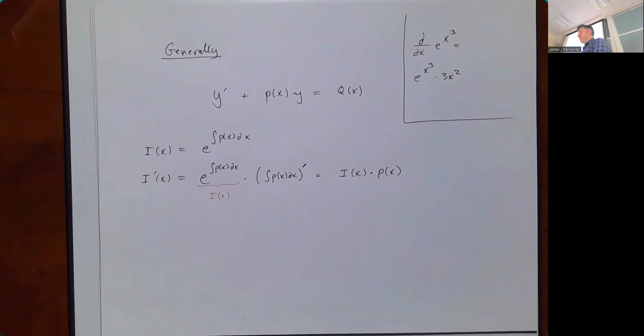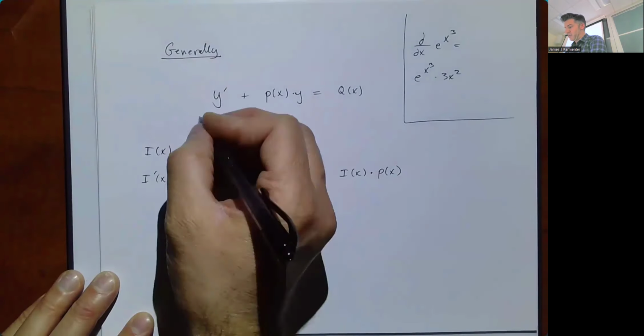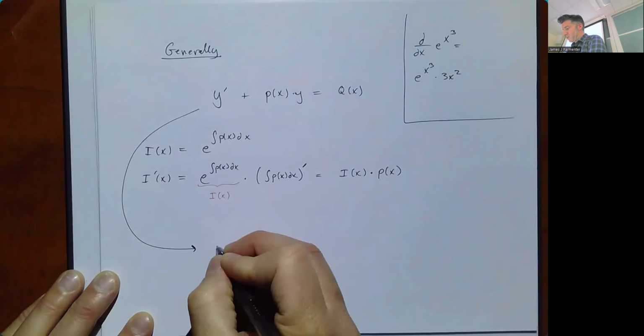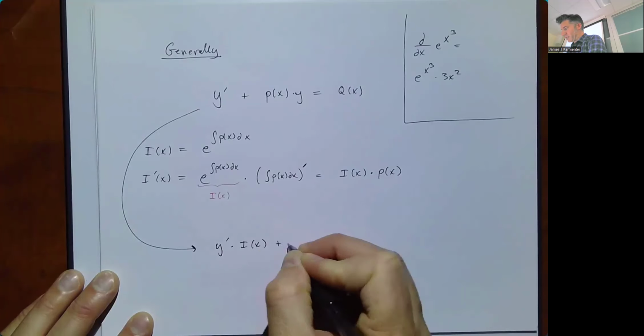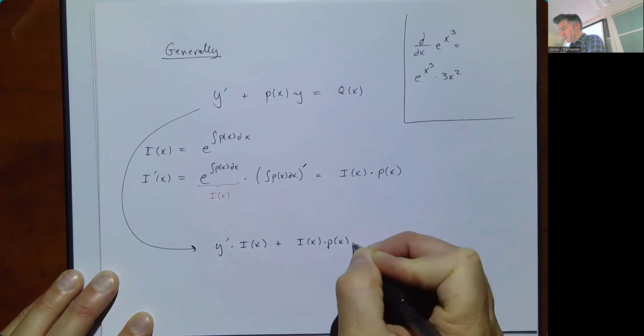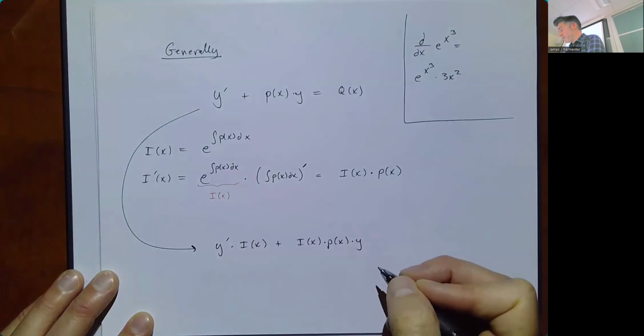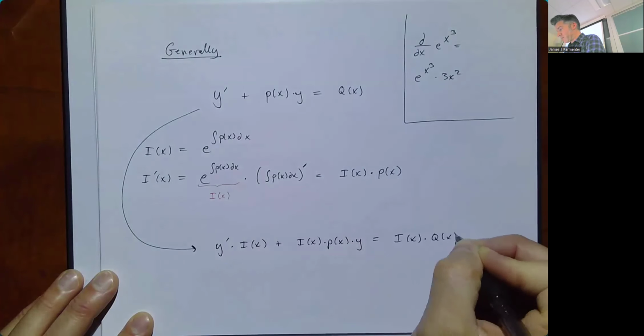Okay. I'm going to multiply both sides by the integrating factor. I'm going to rewrite this equation as y prime times the integrating factor plus the integrating factor times p of x times y equal to the integrating factor times q of x.